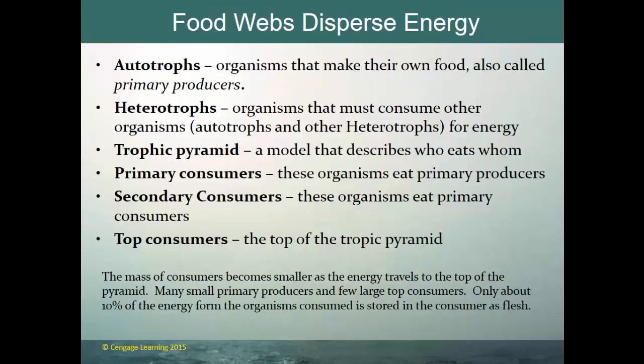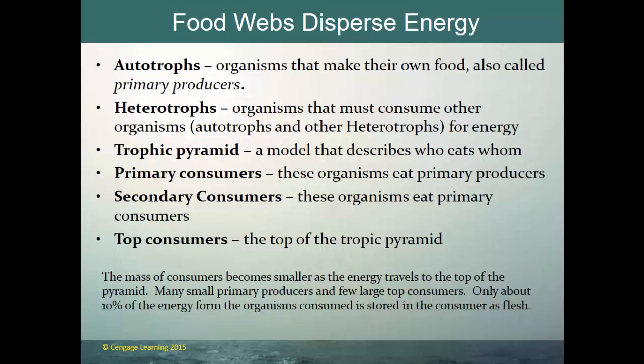Food webs serve to disperse that energy. They take in sunlight and they move energy through the web. So autotrophs are the organisms that make their own food, also called the primary producers. They take in sunlight and turn carbon dioxide and water into carbohydrates, and they give off oxygen. Heterotrophs are organisms that must consume other organisms. So heterotrophs are going to consume autotrophs, or they're going to consume other heterotrophs. They can't make their own energy. They've got to consume something else for energy.